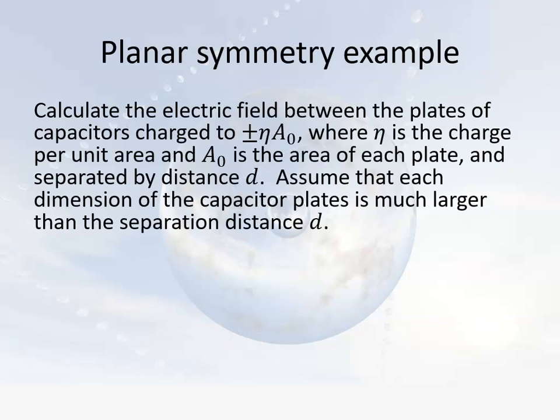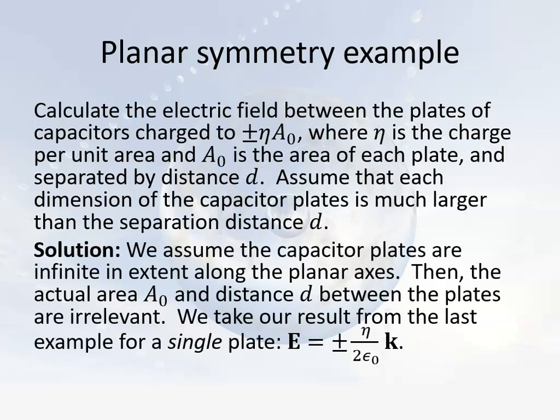What if we have capacitor plates? In other words, two sheets. One of the sheets has a positive charge, and the other sheet has a negative charge. And the sheets are separated by a distance d. So we're going to assume that the dimension of our capacitor plates is much larger than the separation distance d. In other words, when we say much larger, what we really mean is that our sheets are infinite, effectively.